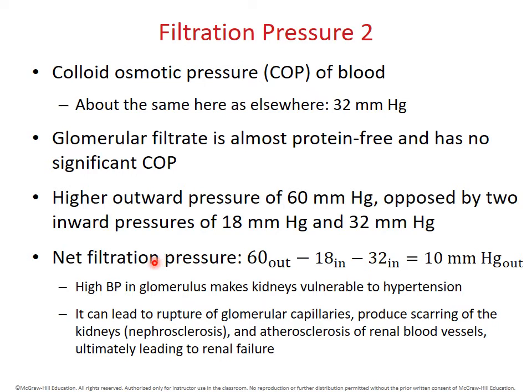And probably the most important thing to realize is that this net pressure out does not drop throughout the length of the glomerulus. So it's about 10 at the front end of the glomerulus, and it's still about a net pressure of 10 at the back end of the glomerulus.